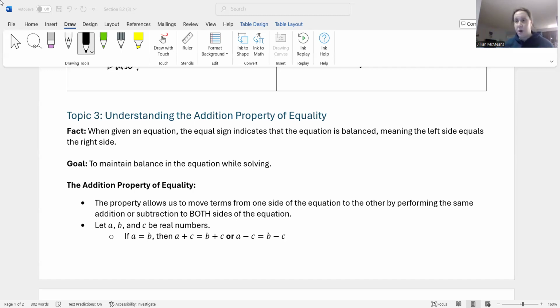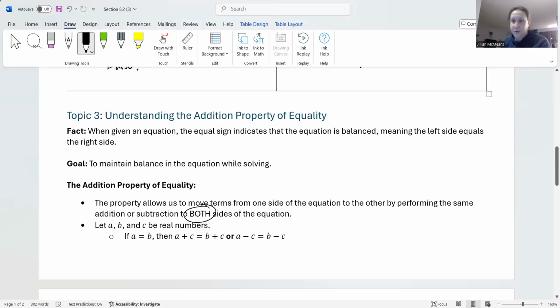And the addition property of equality is one step that helps us maintain balance. It basically says the property allows us to move terms from one side of the equation to the other by performing the same addition or subtraction to both sides of the equation.